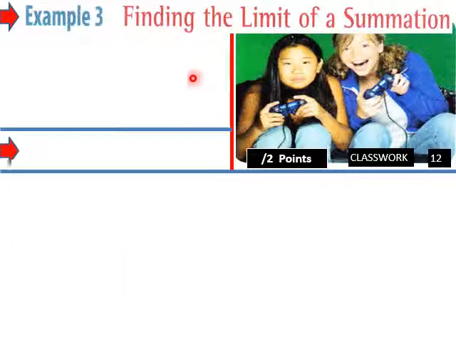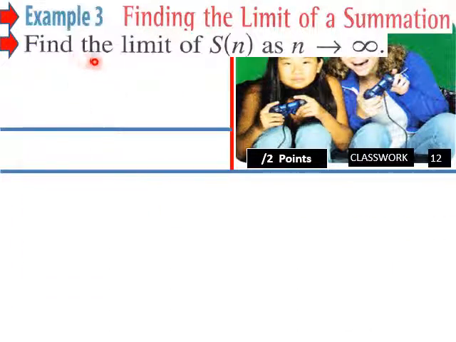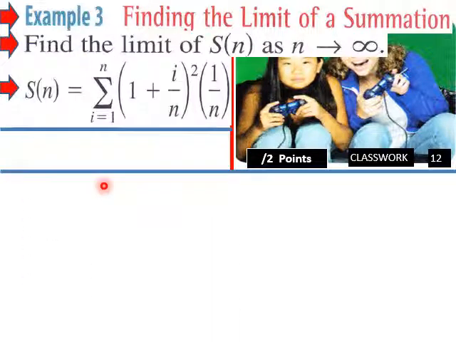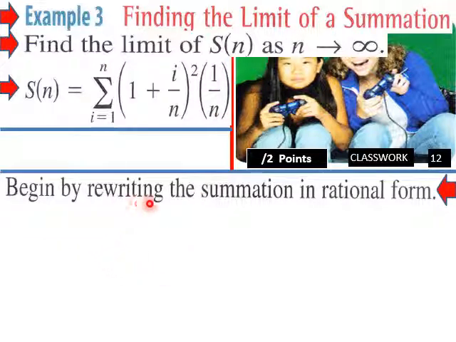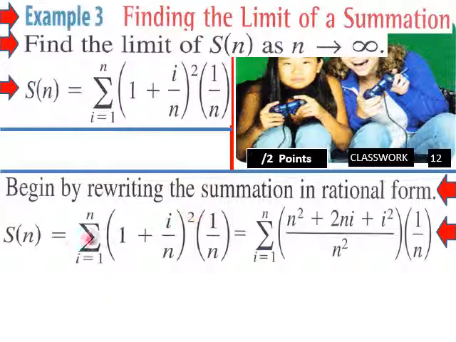Example 3, find the limit of a summation. Find the limit of S of n as n approaches infinity. So we have the sum from i equals 1 to n of (1 plus i over n) squared multiplied by 1 over n. Begin by rewriting the summation in rational form. So when we do that, we can convert from this into a rational form here.